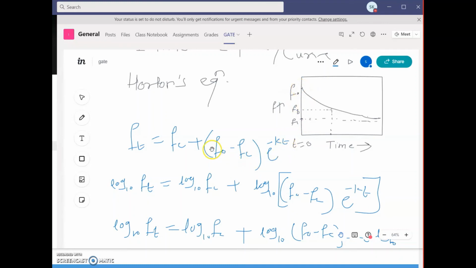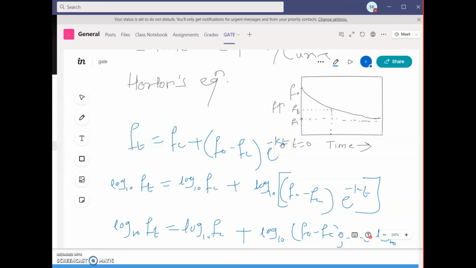It means that you have a value of f naught, you also have the values of fc, and now when you plot the graph and compare with y equal to mx plus c and find out the slope, then you will be able to find out the value of k. So in this way you get the values of k, f naught and fc. And then what is the final step? Suppose you want the infiltration rate for 40 minutes. So simply put the value of t equal to 40 minutes here.